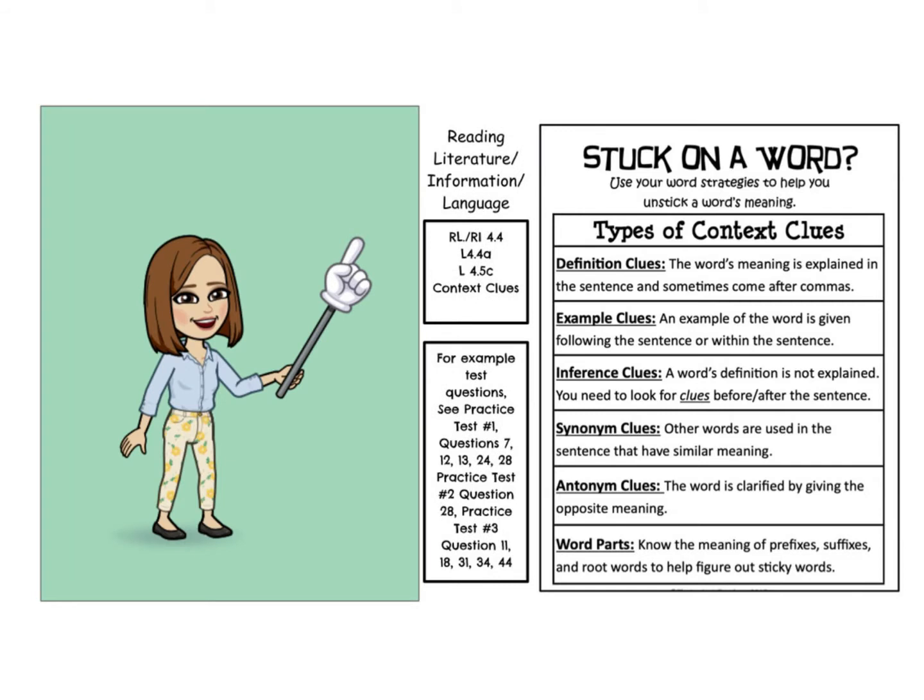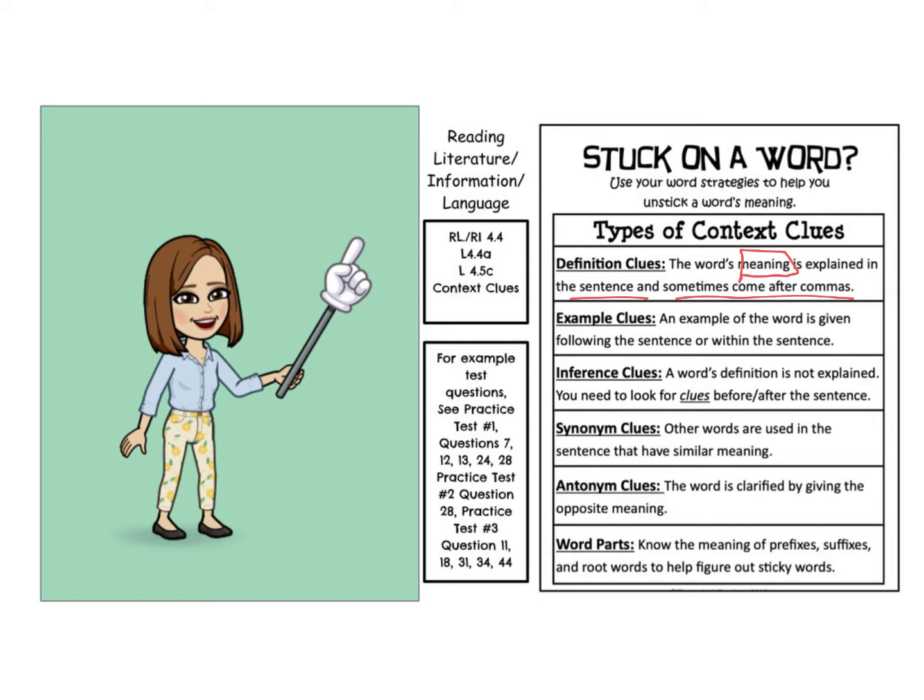I'm noticing at the very top it says stuck on a word. Use your word strategies to help you unstick a word's meaning. Let's look at these different clues that growing readers look for when they're trying to figure out a word or phrase they do not know. The first clue is a definition clue. I'm noticing your notes say, the word's meaning is explained in the sentence. Sometimes it even comes after commas. So sometimes an author will even tell you in the sentence what a word means by giving you the definition.